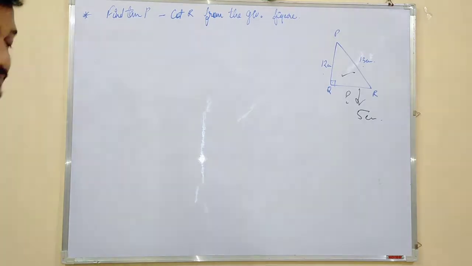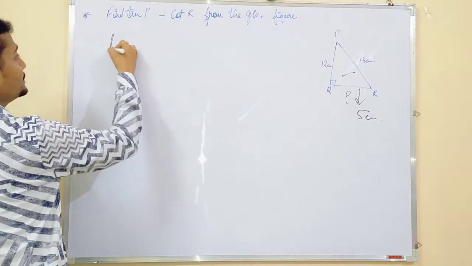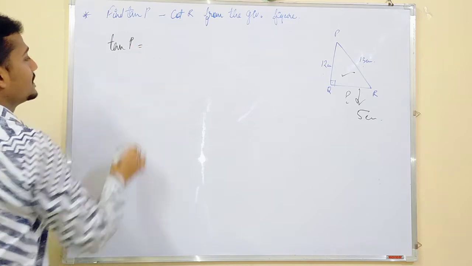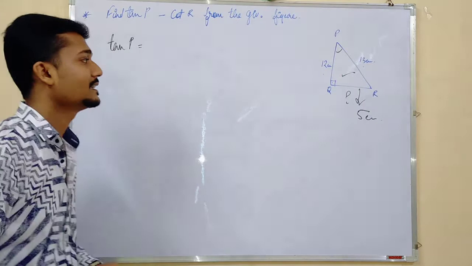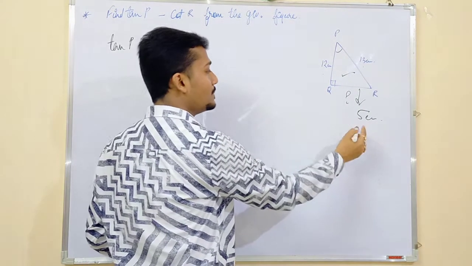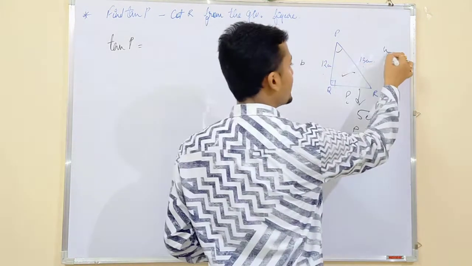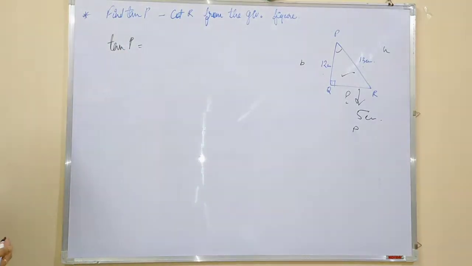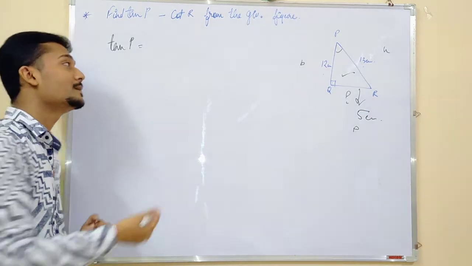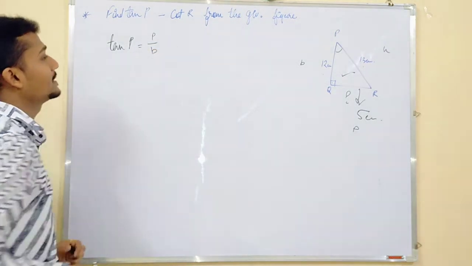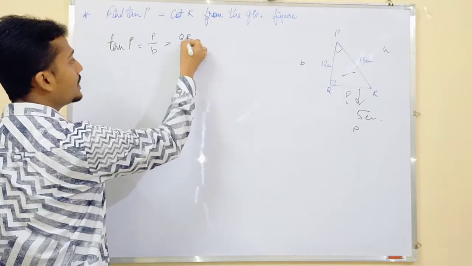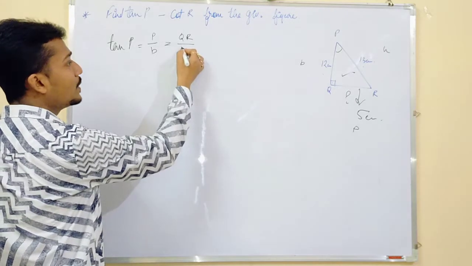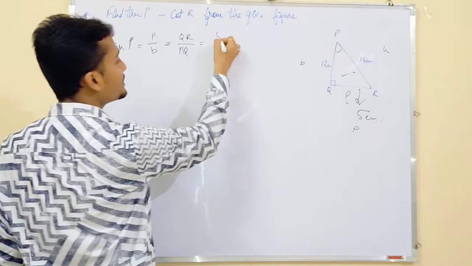Okay, now just try to see tan P. When I am saying tan P, I am taking this particular angle, isn't it? That means this will be my P, and this will be my B, and this will be my H. Is it not? Be careful. Tan P is P by B. P is equal to QR, B is equal to PQ. That means 5 by 12.